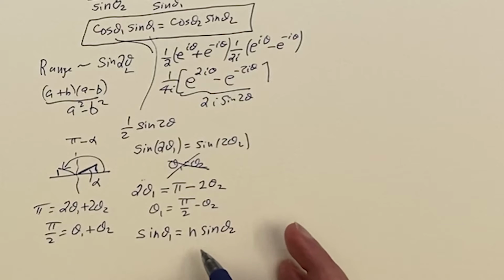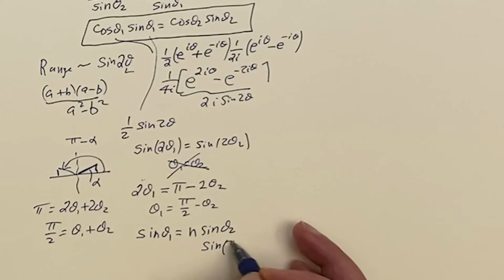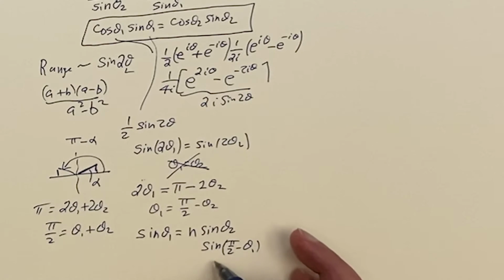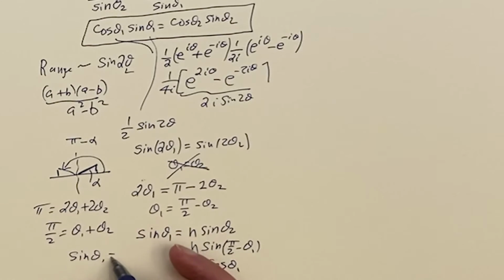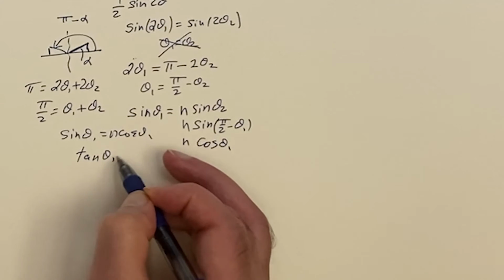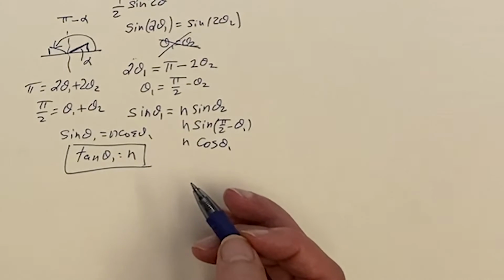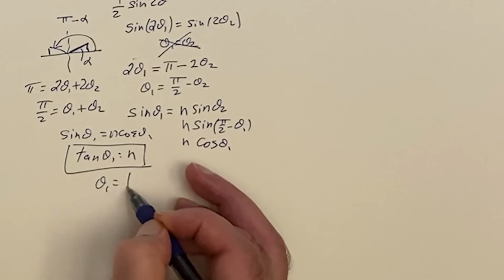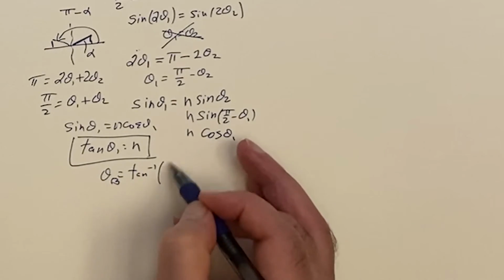So you can write this one. If you want to show all the steps, this would be sine of pi over 2 minus theta 1, or just go ahead and put the cosine of theta 1 in there, and the n is hanging around. So if the sine of theta 1 is n times the cosine of theta 1, then the tangent of theta 1 equals n, and that's the condition for the Brewster angle. And if you do that, you want the arctangent of n.